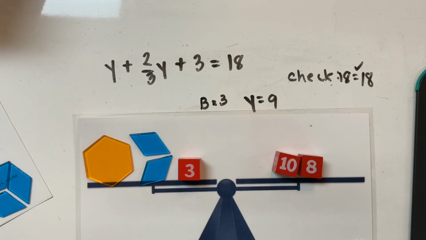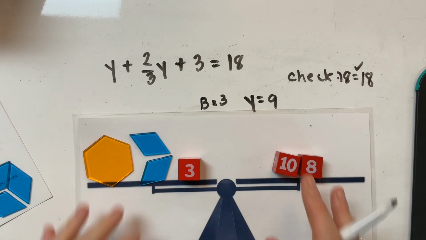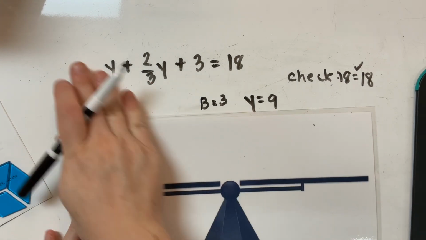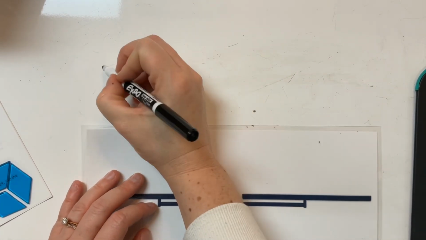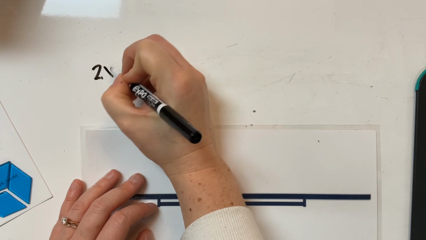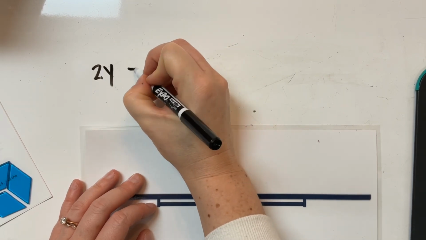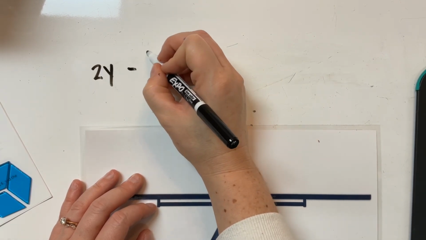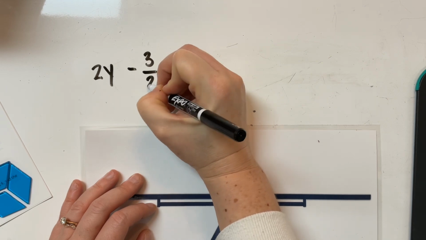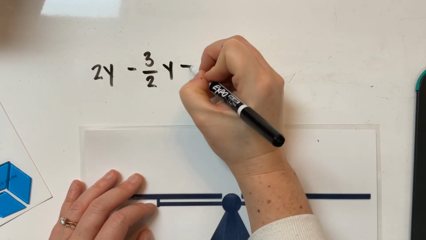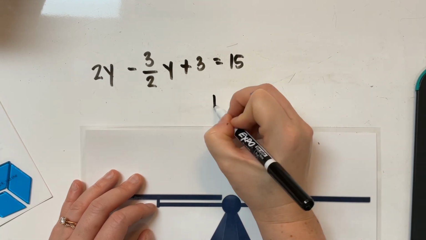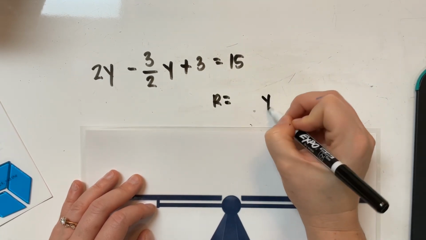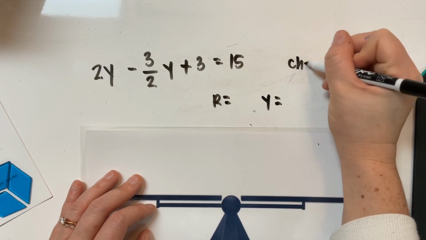All right, let's do one more example before we go. So here's our example number 2. We have 2y minus 3/2 y plus 3 equals 15. R equals and y equals, and then check.